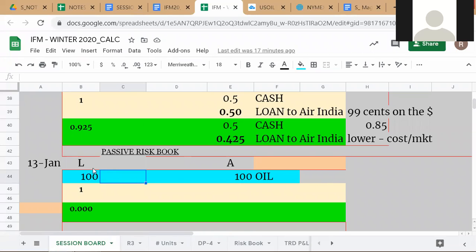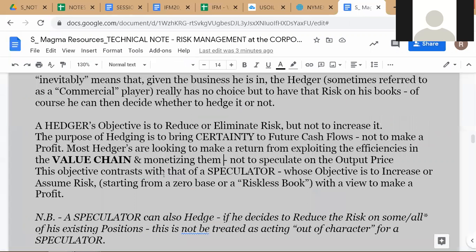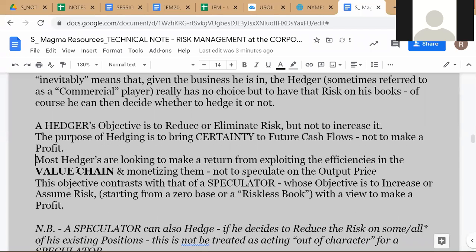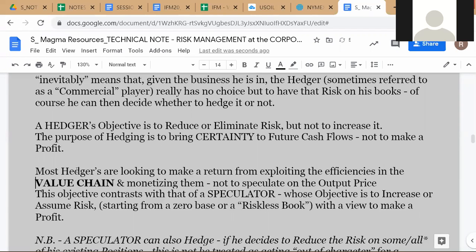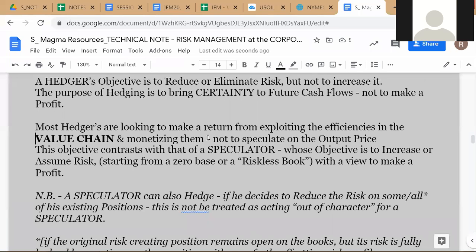So the point is that these hedging companies, the hedgers that we discuss, are not in the business of speculating on the product price, the final product price. Okay, they want to make it a little bit clearer. Exploiting the efficiencies in the value chain and monetizing them.